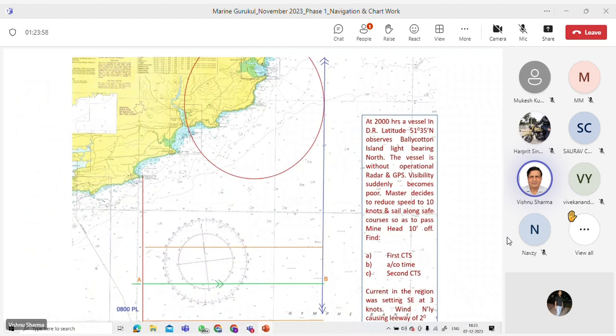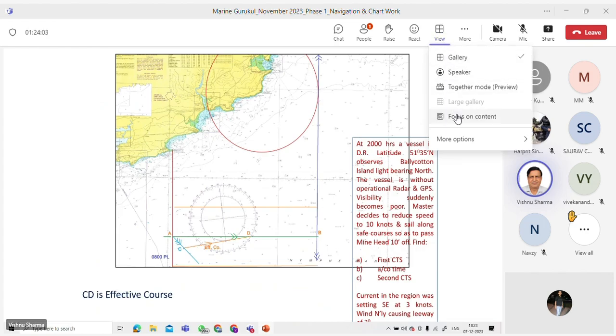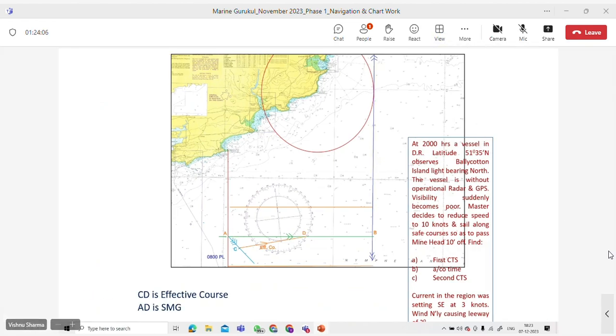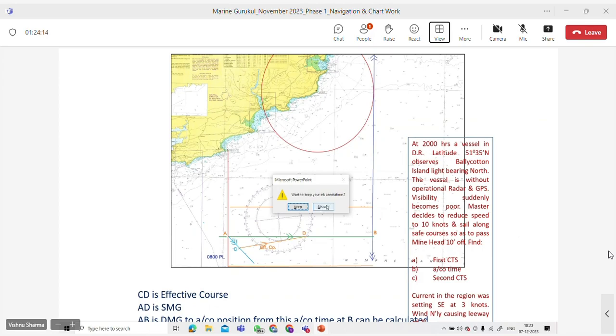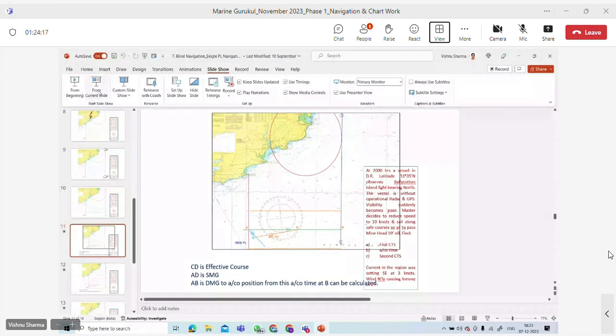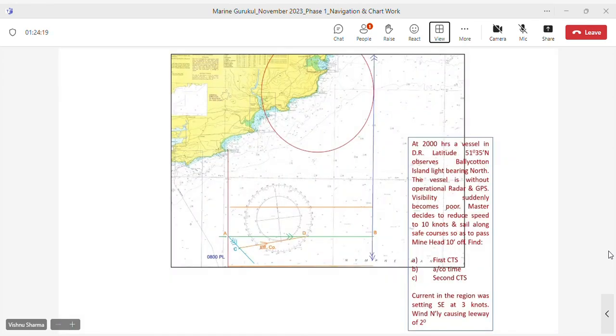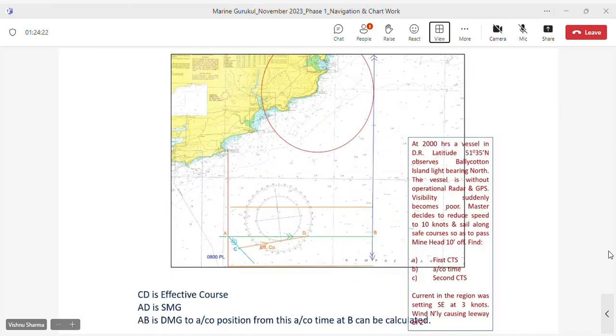Here the safety margins are drawn on both sides. You can see CD is the effective course, AD is the SMG, and AB is the DMG to the alteration point, from which the alteration time to B can be calculated. Are the first two parts clear? We can get the CTS by counteracting wind and current, and we can get the alteration time.